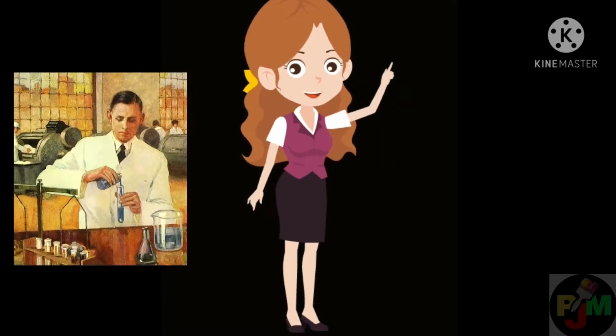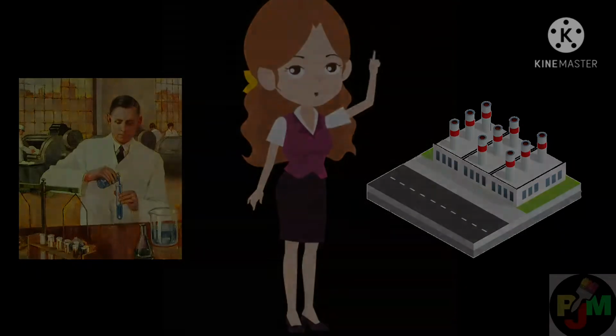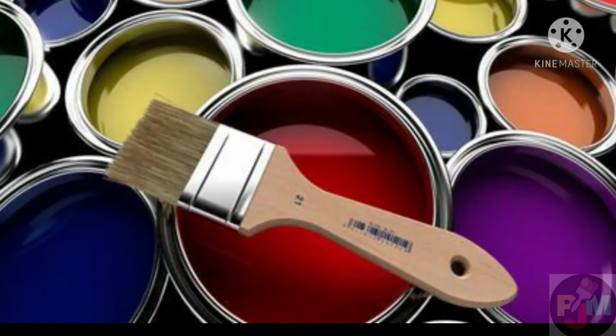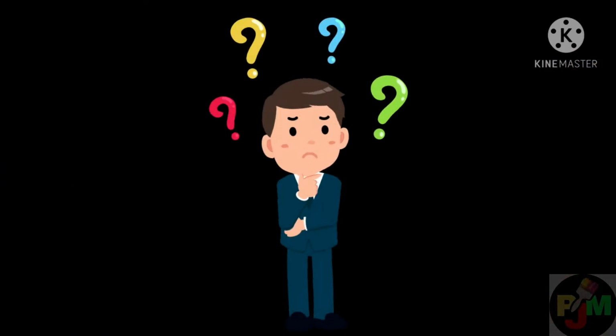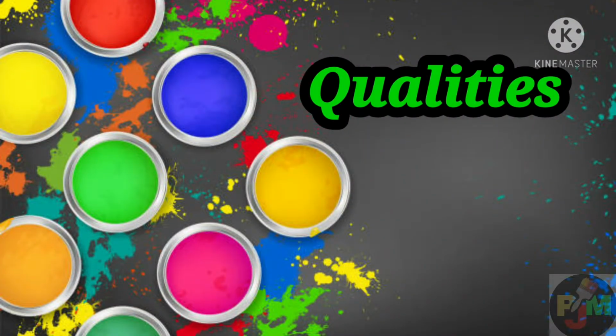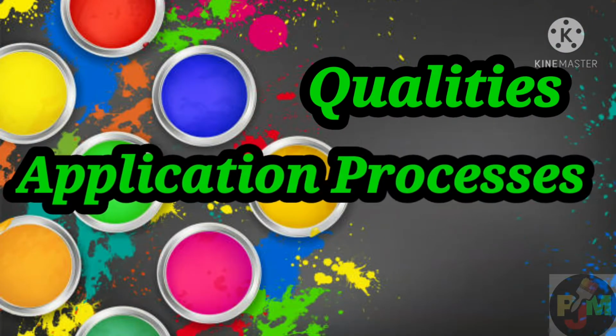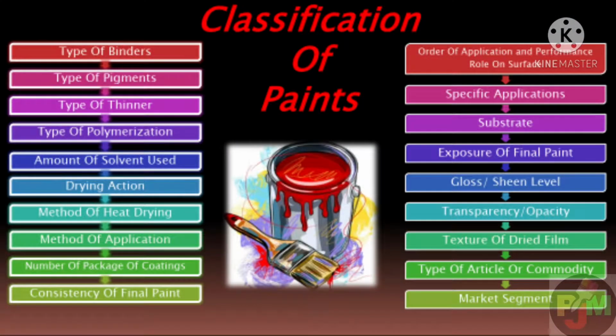Paint is a tailor-made product and the paint industry is a raw-material-intensive industry. Grouping paints together on the basis of common features is quite complicated. This is due to the diversity in the qualities of the paint, the application processes and the end use. Therefore, it is necessary to classify paints into different types. In this video, we will learn paint classification in brief.